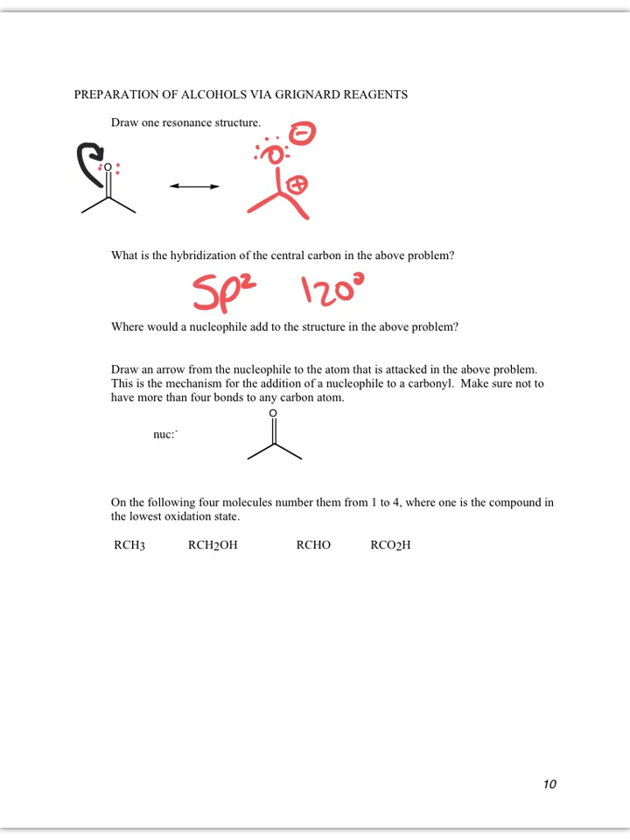The nucleophile, any nucleophile, where's it going to add? It's going to add to the carbonyl carbon, because that's where we have the positive charge in the resonance structure, or a partial positive in the structure. So if we were to draw a mechanism for this, the nucleophile would add to the carbon, sending the electrons up to the oxygen, and our product would look like this. And it doesn't matter what the nucleophile is, they're all going to do the same sort of thing.